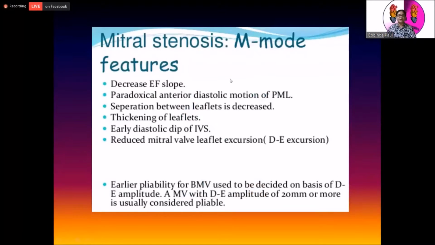The M-mode features in mitral stenosis: decreased EF slope, paradoxical anterior diastolic motion of the PML, decreased separation between leaflets, thickening of the leaflet, early diastolic dip of the interventricular septum, and reduced mitral valve leaflet excursion, that means DE excursion. Earlier, pliability for balloon mitral valvotomy used to be decided on the basis of DE amplitude. A mitral valve with DE amplitude of 20 millimeter or more is usually considered pliable.